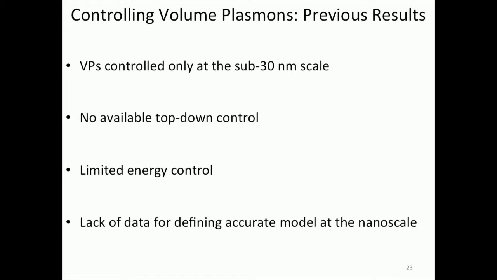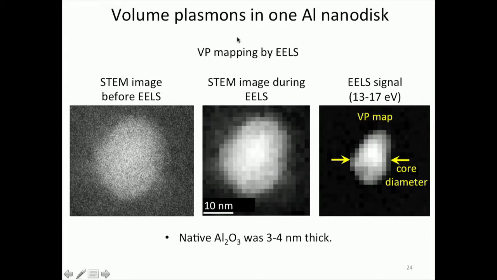We've seen very limited energy control, about 1 eV of energy shift when the volume plasmas are confined. Furthermore, because of this limited data, there's some uncertainty on the reason why this happens. So here we try to study that, using the lithographic method I already showed you to pattern these structures, and we're going to do volume plasma mapping with EELS.